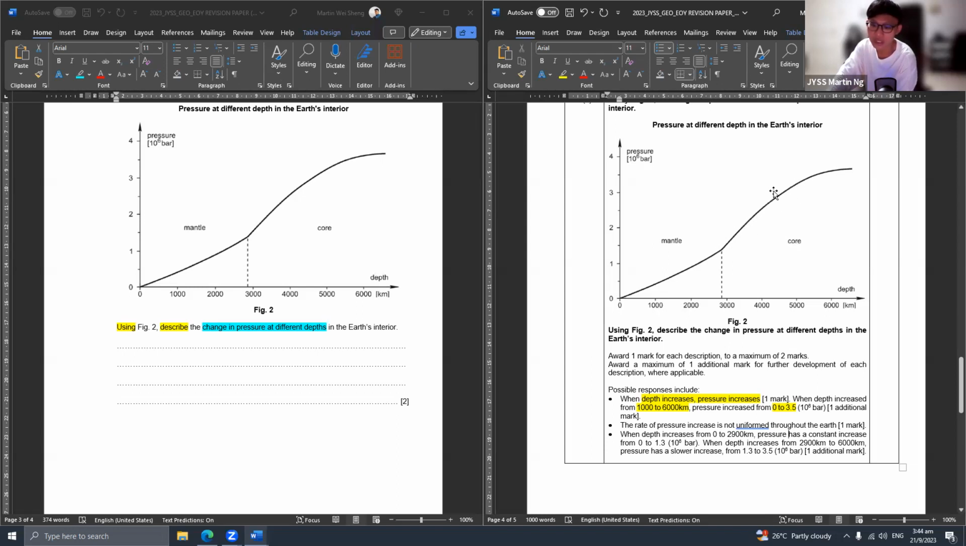So I can see that the gradient of the line has changed, and therefore I know that the rate of change, in other words, how fast the pressure increases, is changing. In this case, it is getting faster and faster as I go from the mantle to the core. Okay, so the rate of pressure increase is not uniform.